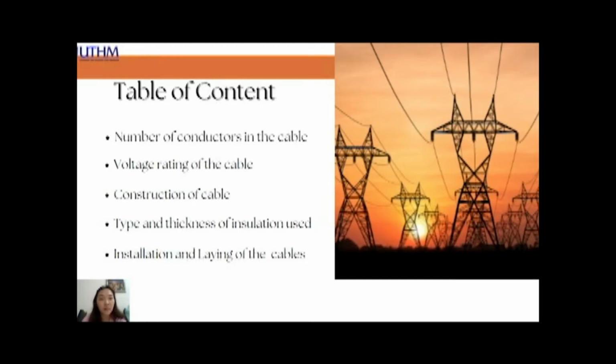Next is the table of contents. In this subtopic we have 5 points. The first is the number of conductors in the cable, second is the voltage rating of the cable, the third is the construction of cable, the fourth is the type and thickness of insulation used, and the last is the installation and laying of the cable.